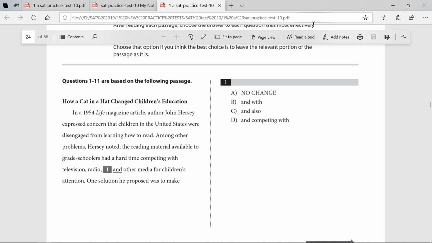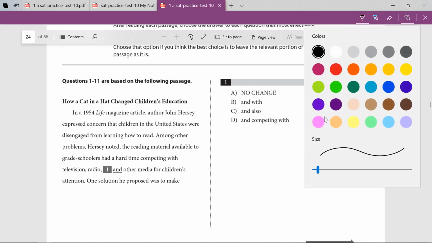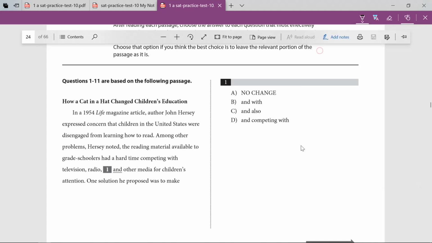So when you do the test, the most important thing is that you should follow certain steps, which are the standard steps that will help you to get to the answers really quickly. So what you should do is read the question first. If you look at this question, it looks like the one wherein you are supposed to select the right conjunction, with "and" and "also" and "competing."